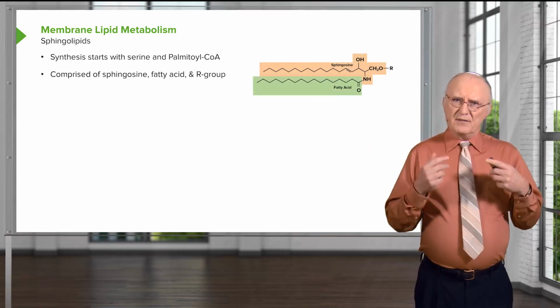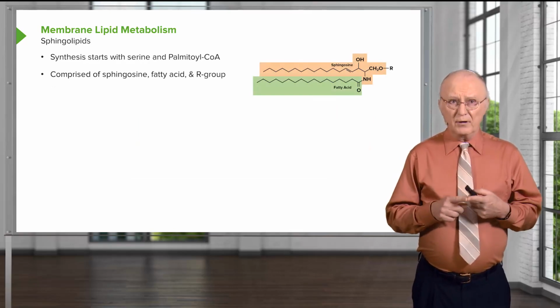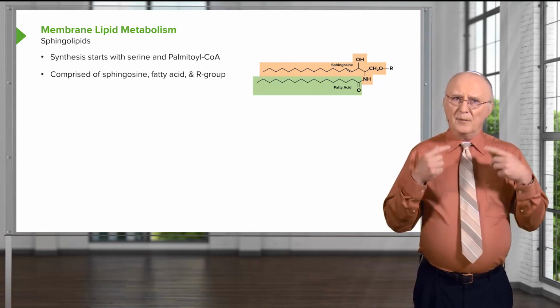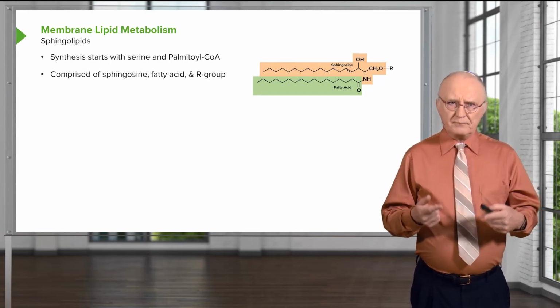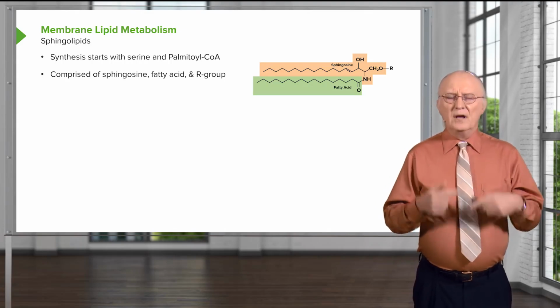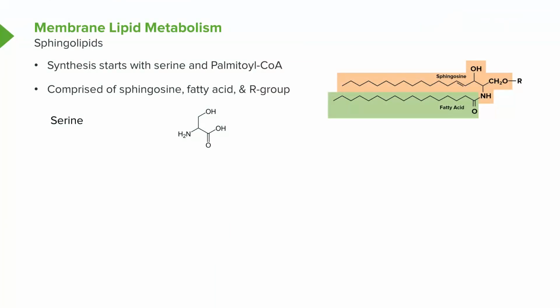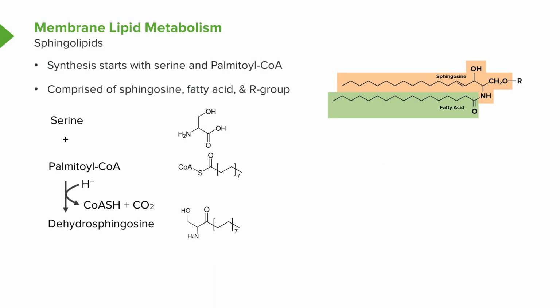Now, the synthesis of these compounds starts with very simple materials. It starts with the amino acid serine and palmitoyl-CoA. These two are joined together to make something like the sphingosine, as we shall see. So here's the amino acid serine, and to that we combine a palmitoyl-CoA. The product of that reaction is dehydrosphingosine, and you can see that we split off a CoA and a carbon dioxide in the process of that.